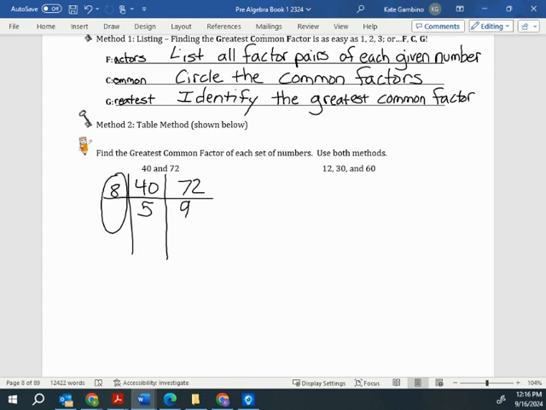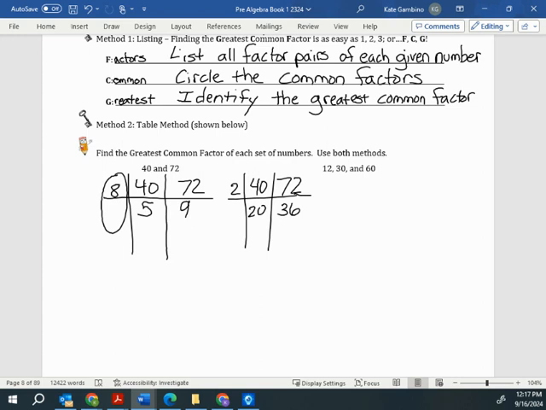We may have, let me do it over here. If I had 40 and 72, sometimes I don't find that greatest common factor right from the start. I look at 40 and 72 and say, I know I can divide out a 2, right? Because they're both even numbers. So I would put a 2 here. 40 divided by 2 is 20. 72 divided by 2 would be 36.